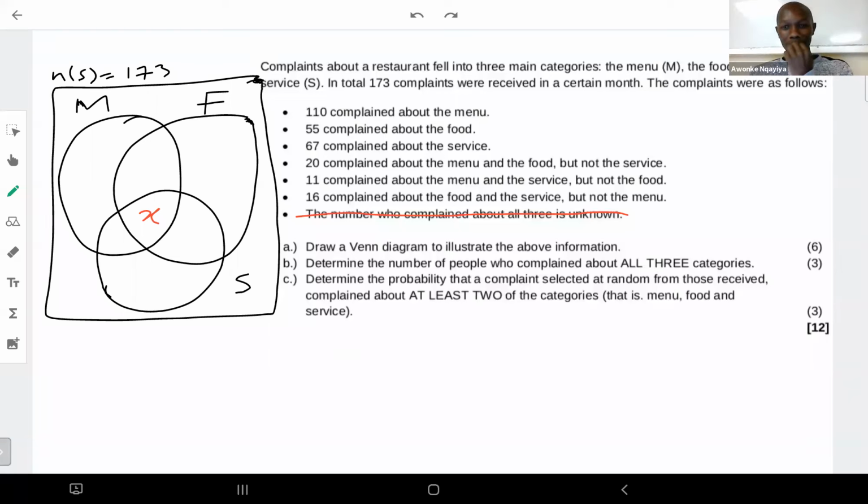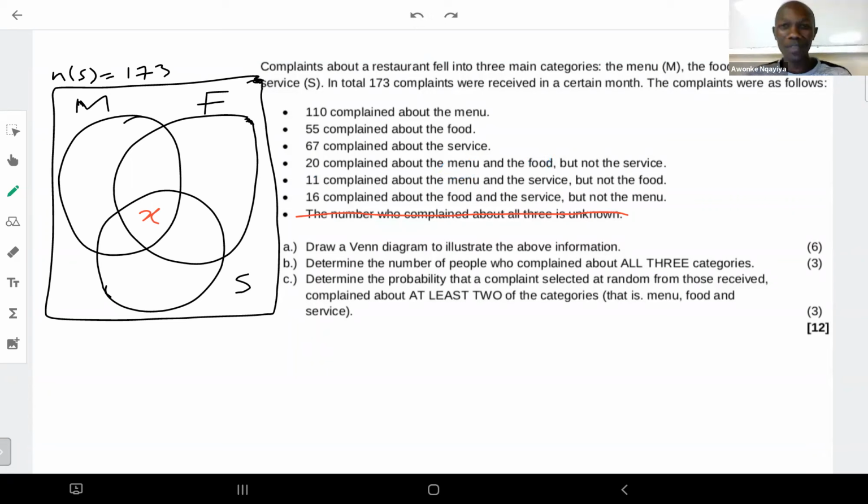Why do you say 20? I wanted the reasoning process, not the answer. Because it says they are complaining about menu and food, not service. Food only, yeah. Menu and food, not service. Which means in that 20, the X has been excluded already.